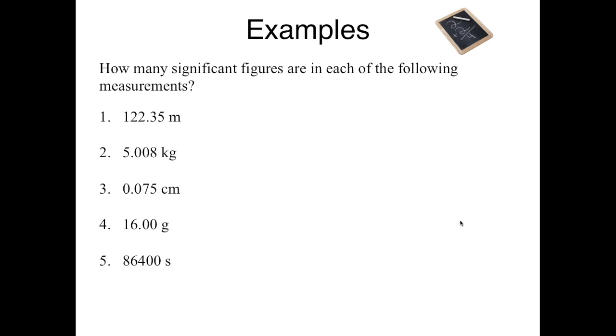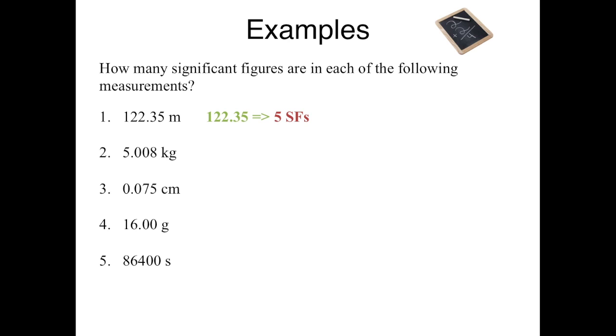All right, so let's take a look at some examples of how to determine how many significant figures there are in a measurement. Number 1, 122.35 meters. All of those are non-zeros, right? So they are all significant. You have 5 significant figures there.